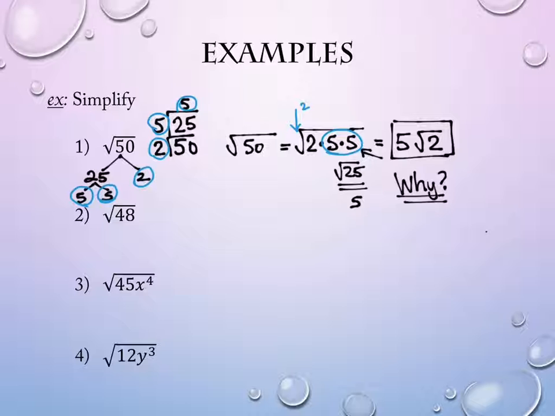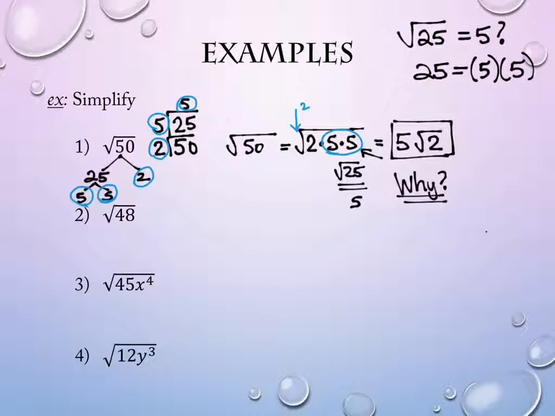Well, why is the square root of 25 equal to 5? Well, it's because 5 times 5 equals 25. That's why. When I multiply the number by itself, I get what's underneath the radical. That's why. So it works the same way here.